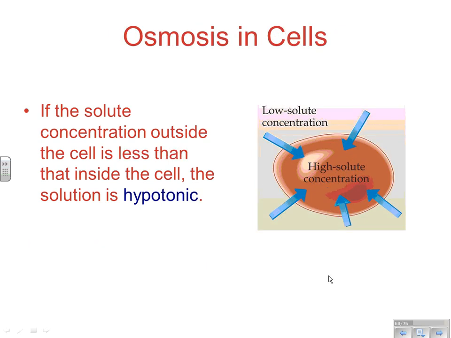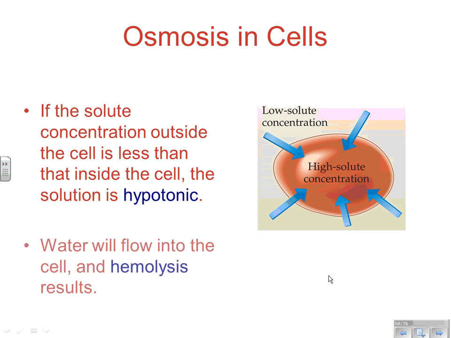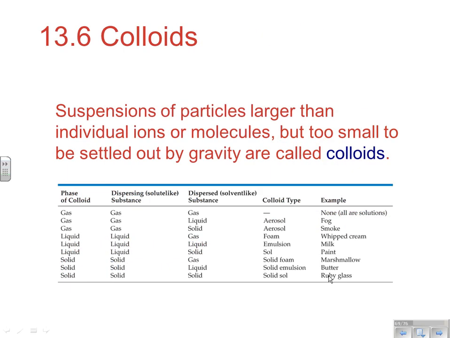Now, if the solute concentration outside the cell is less than inside the cell, it's known as hypotonic, and what's going to happen here is water is going to flow into the cell, and you get a process known as hemolysis, and basically the cell is going to expand. If it's a great enough hypotonic situation, the cell can actually burst.